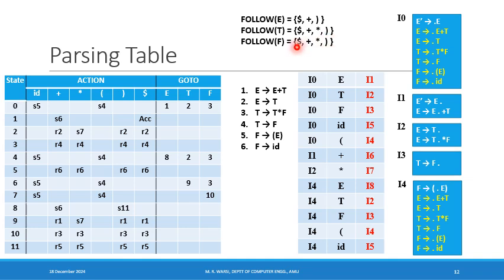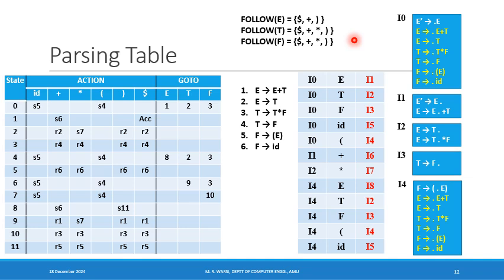Now let us calculate the follow of capital F. Let's look at production number 4. Production number 4 is capital T derives F, and based upon this, all the symbols which are there in the follow of T will be added to the follow of F. So follow of F will contain dollar, plus, star and right parenthesis. So these are the follow of the various variables that we have in the grammar.